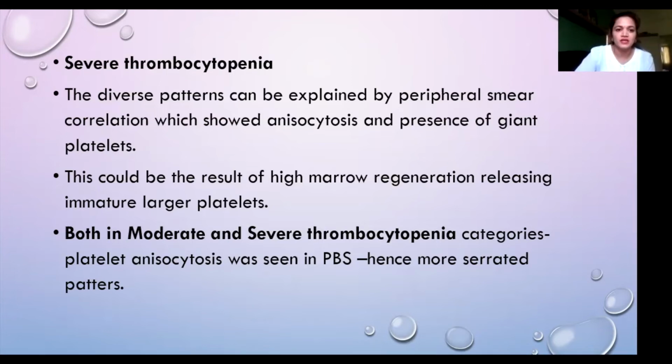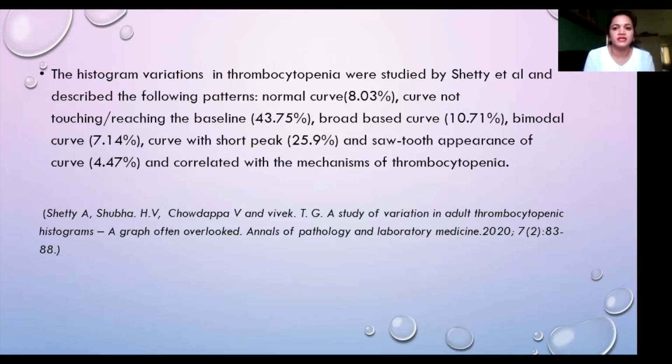So now these histogram variations in thrombocytopenia were studied by Shetty et al., which has described the following patterns: normal curve, curve not touching the baseline, broad-based curve, curve with short peak, bimodal peak, and sawtooth appearance. And these patterns were correlated with the mechanisms of thrombocytopenia.